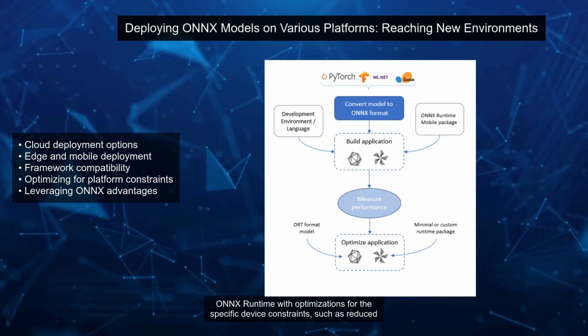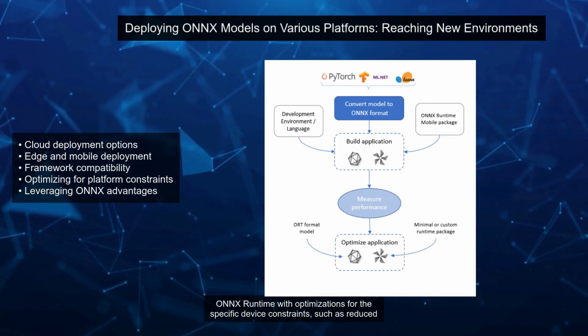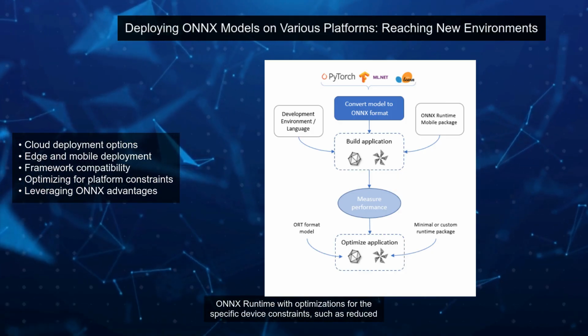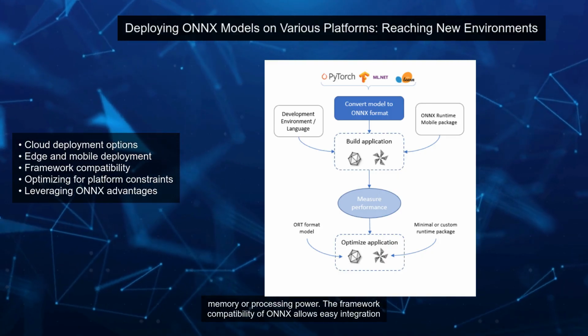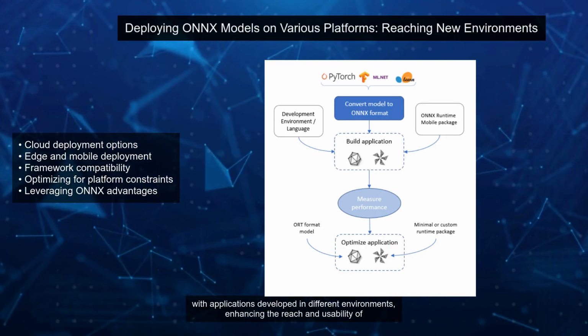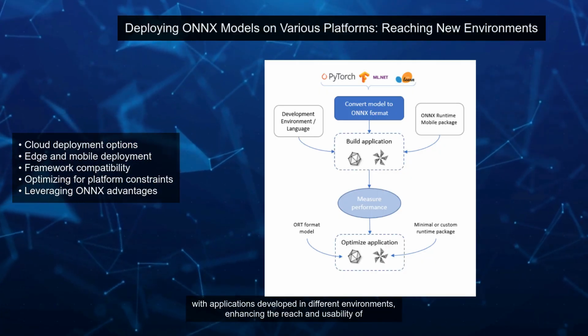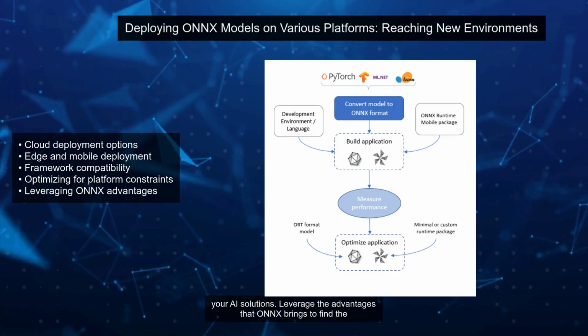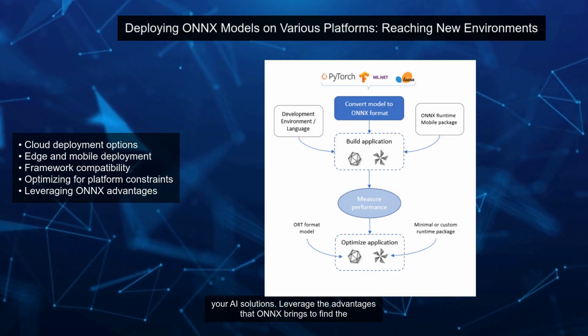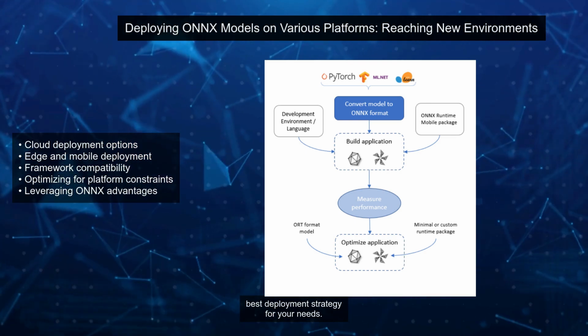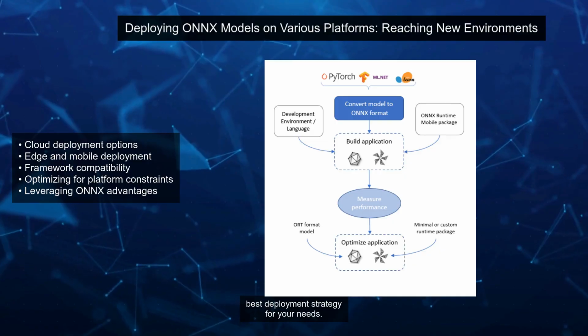For edge or mobile deployment, consider using ONNX Runtime with optimizations for the specific device constraints, such as reduced memory or processing power. The framework compatibility of ONNX allows easy integration with applications developed in different environments, enhancing the reach and usability of your AI solutions. Leverage the advantages that ONNX brings to find the best deployment strategy for your needs.